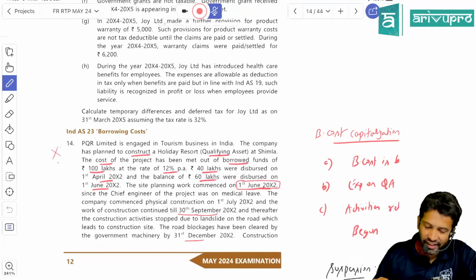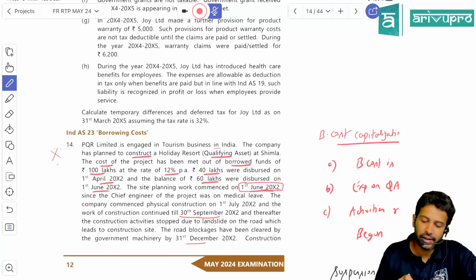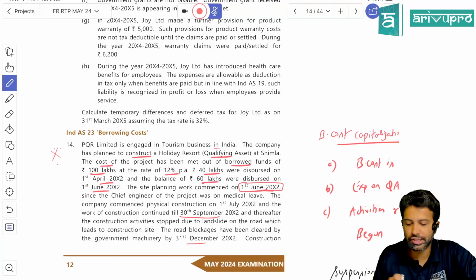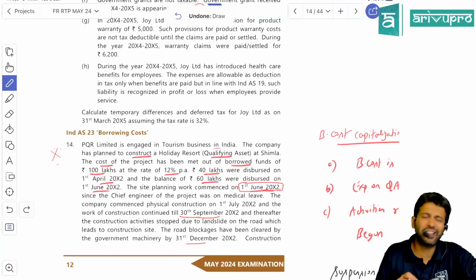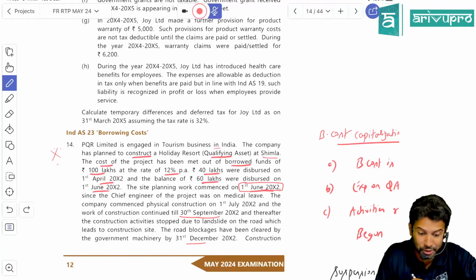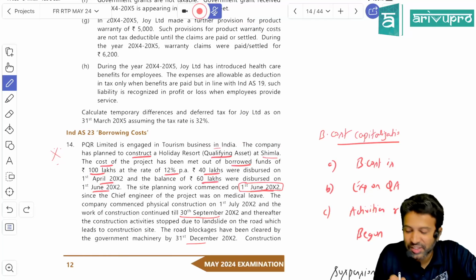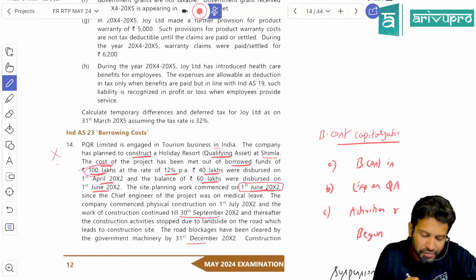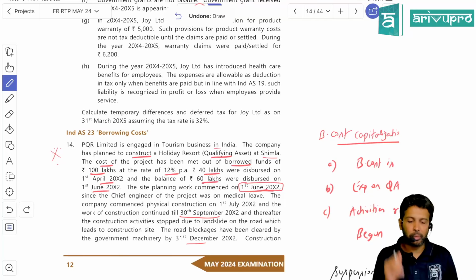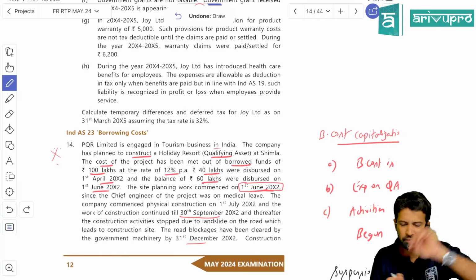Okay. Ind AS 23 borrowing cost. PQR Limited is engaged in tourism business in India. The company has planned to construct a holiday resort, and this holiday resort is a qualifying asset. They're constructing a resort at Shimla, nice place. The cost of the project has been met out of borrowed funds of 100 lakh at the rate of 12%. So you have taken one specific borrowing.